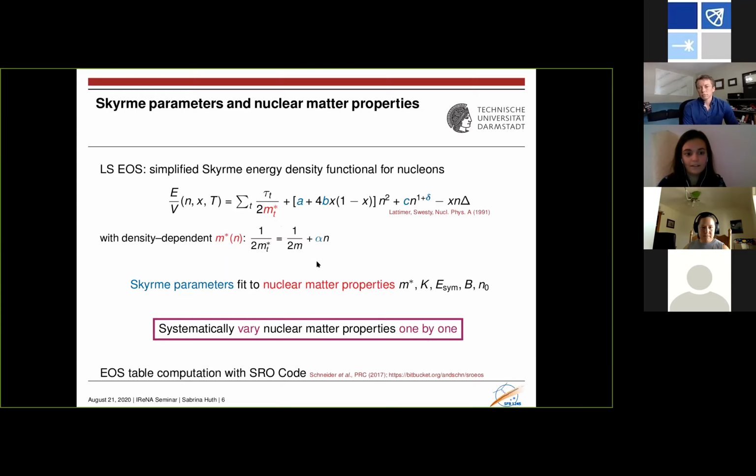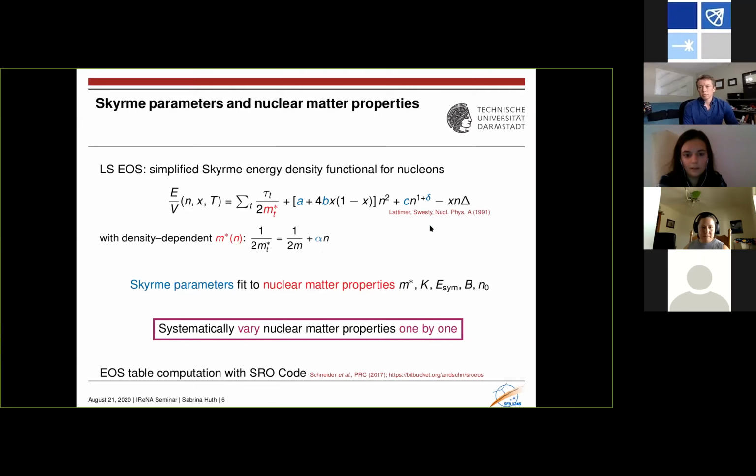expressed in terms of a density dependence. So you have here an alpha parameter with which you can tune your effective mass. But as I said before, in the LS EOS, this alpha parameter is set to 0, such that the effective mass is just equal to the bare nucleon mass. Then all the other terms here correspond to your effective interaction.